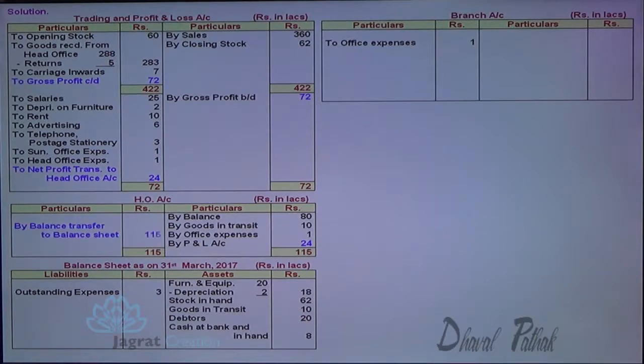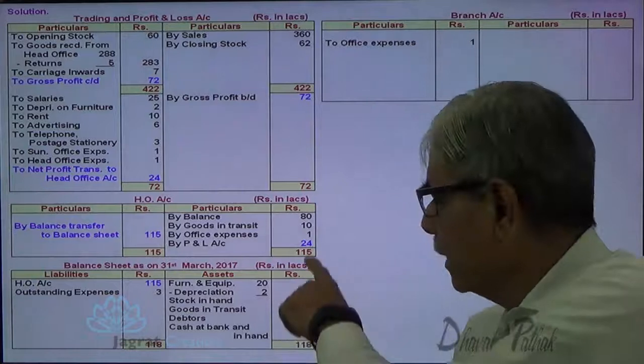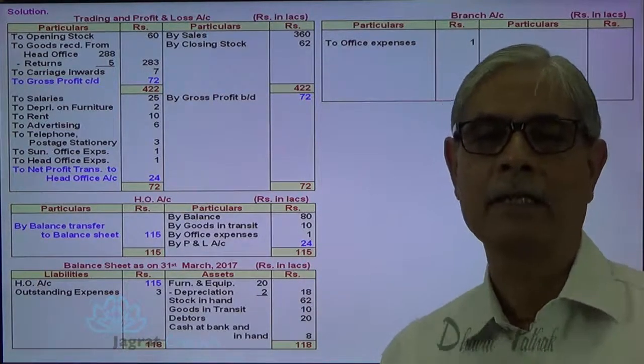The balance of the HO account will appear in the balance sheet liability side, just like capital. Now let's have a total of the balance sheet. Total agrees: 115 plus 3, 118. Here also the total is 118. This is how the final accounts are prepared in the books of the branch.